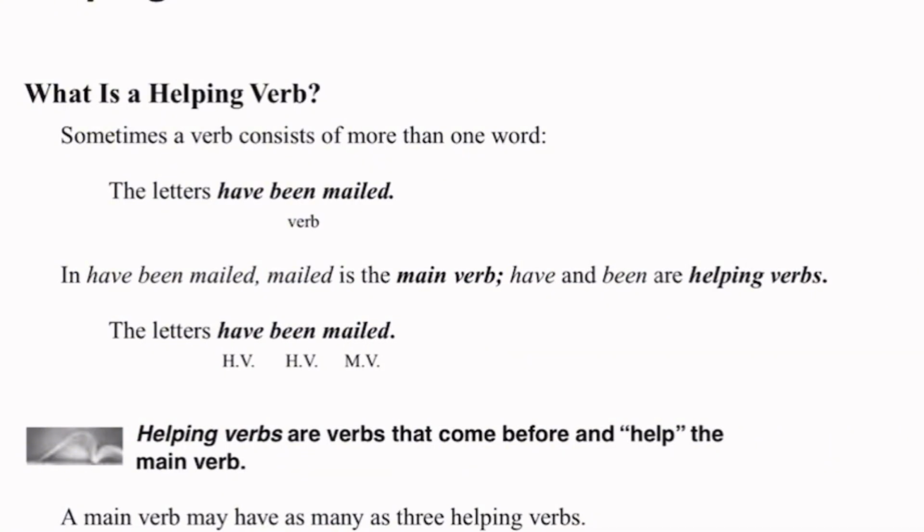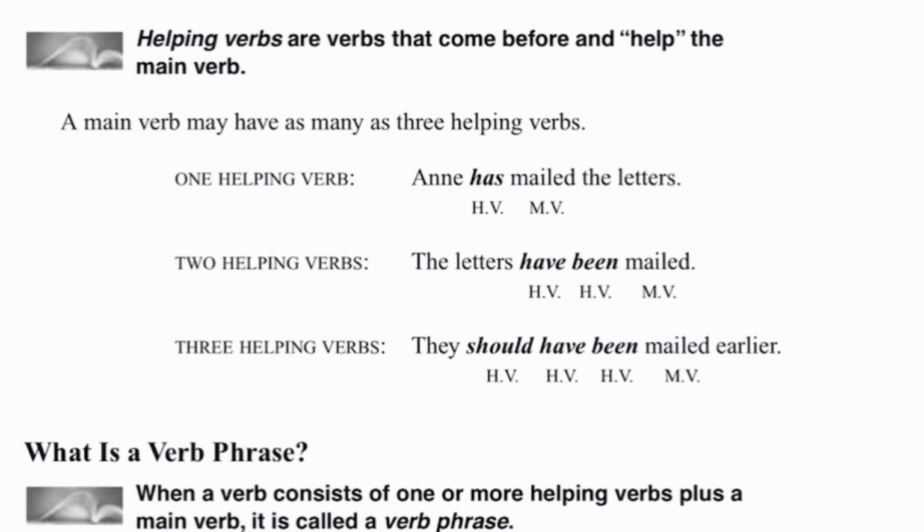So what do helping verbs do? From the word helping, they are also what we call auxiliary verbs. So a main verb may have as many as 3 helping verbs. And they help the main verb to do a number of things. They can help the main verb to tell us the time. They can help the main verb to tell us the number of the subject too.